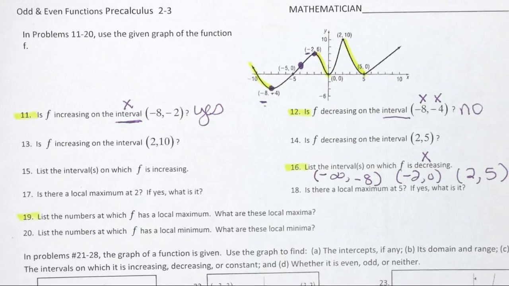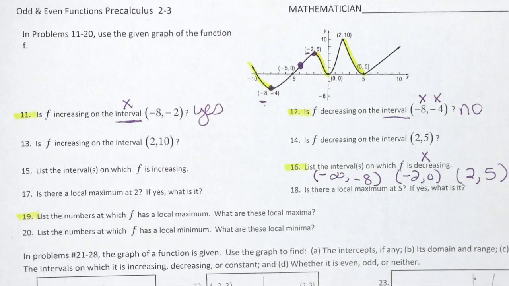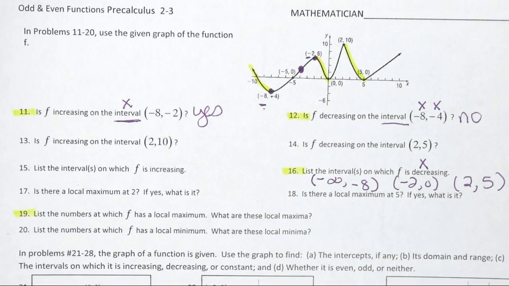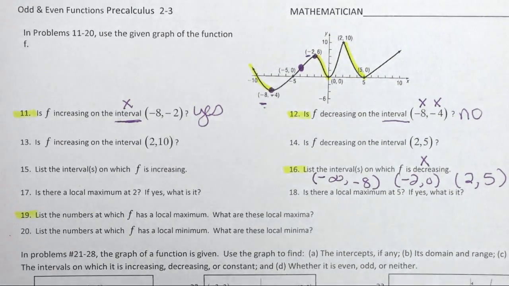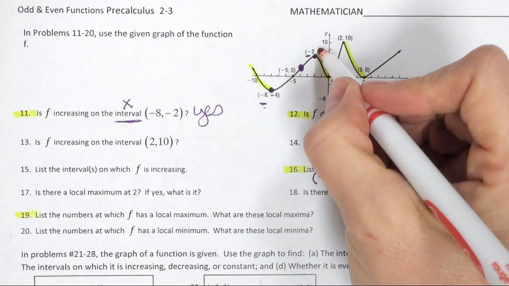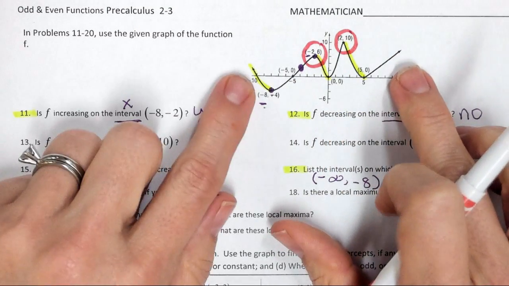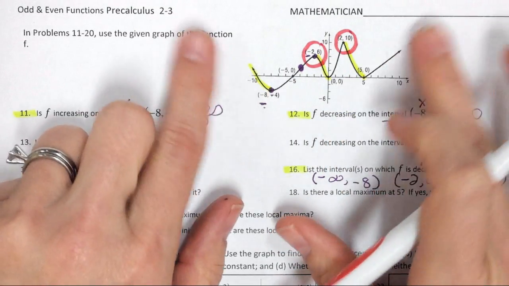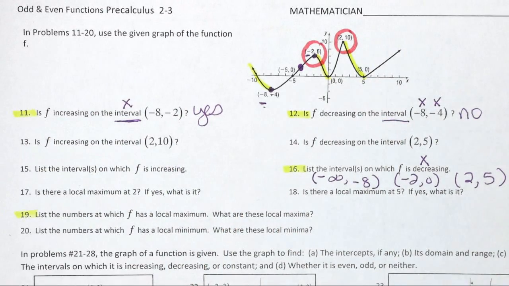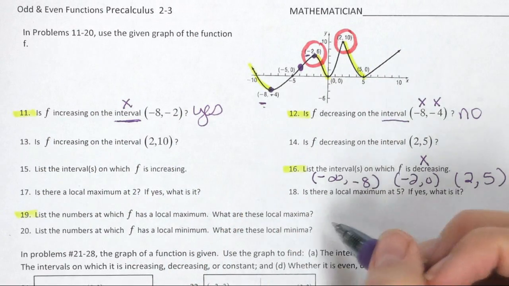Okay. Number 19 says, list the numbers at which f has a local maximum and what the local maxima are. So that's when they want all the ordered pairs of all the high points on the graph. So I'll use my red marker. All right, so I want every high point on the graph. I got one here, and I got one here. I didn't choose these because they go on forever.